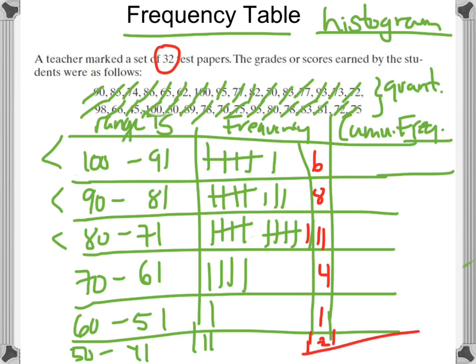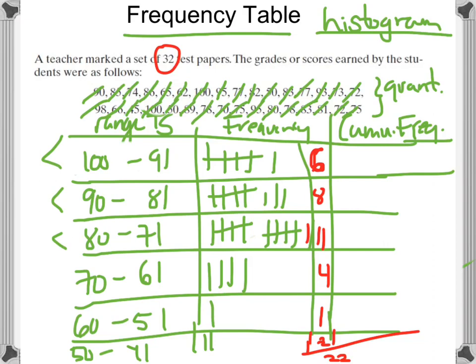Now, the cumulative frequency is the frequency as we go down in the chart. So cumulative meaning it accumulates. For the cumulative frequency, we're going to add every range above the range that we're looking at. So first, the frequency says the 6 right here means that there are 6 students who scored between 100 and 91. There are 8 students who scored between 90 and 81, 11 students who scored between 80 and 71, and so on.